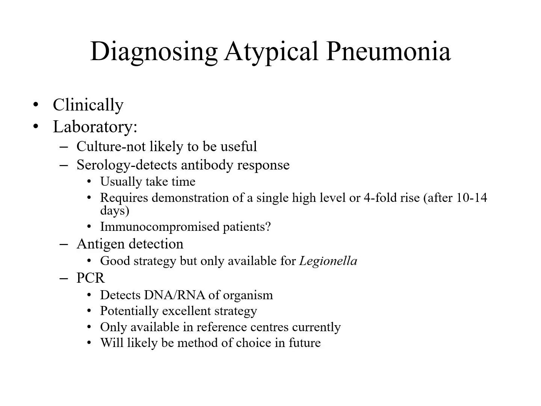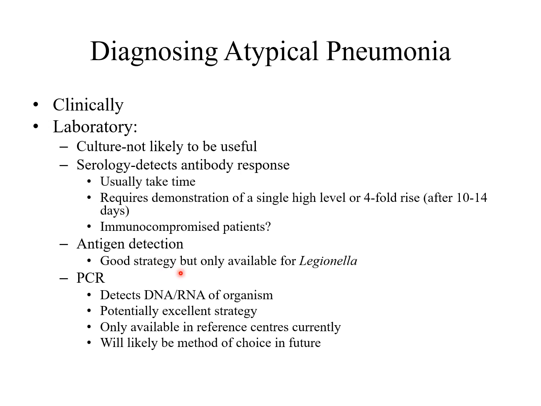Diagnosing atypical pneumonia: clinical picture. Laboratory culture is not likely to be useful because the atypical causes of pneumonia cannot be grown easily on culture. Serology detects antibody response, but it usually takes time. It requires demonstration of a single high level or fourfold rise of the antibody titer.